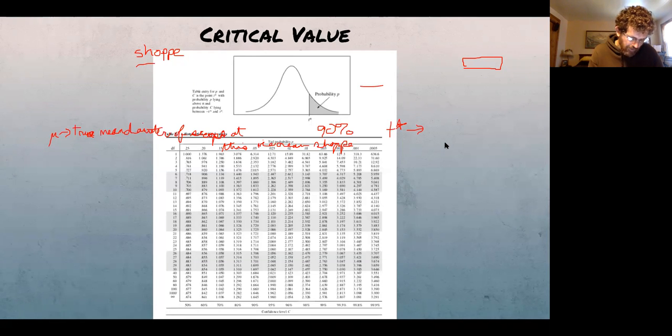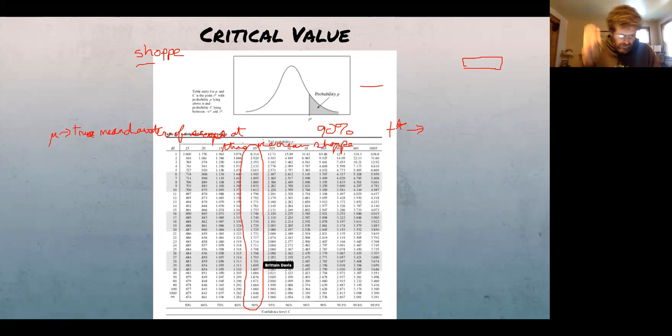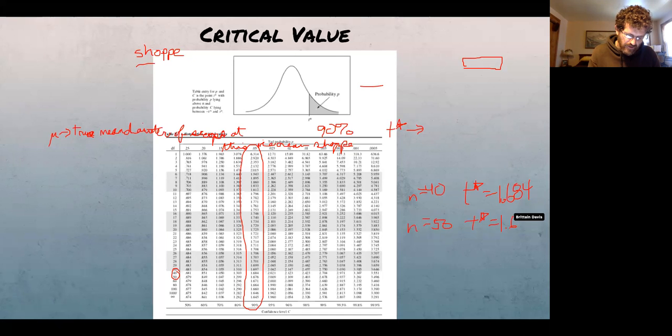So I've got this column I'm looking at. It was 45 in the sample. But notice 45 is not on this. It goes from 40 to 50. Again, I know it's a little bit hard to read, but this goes between, so at n equals 40, my critical value is 1.684. And at n equals 50, my critical value is 1.676.